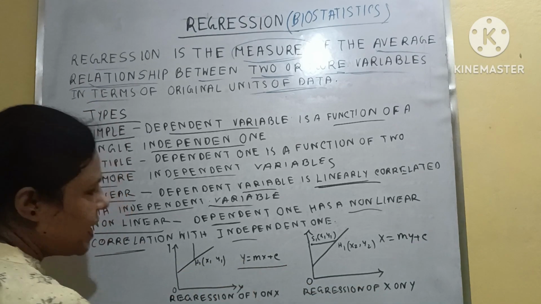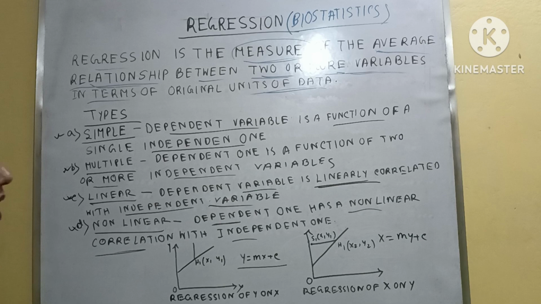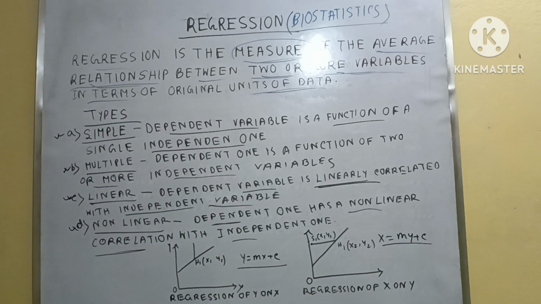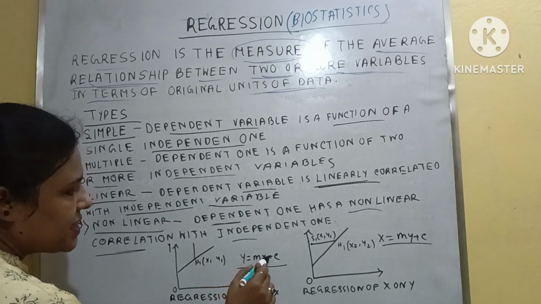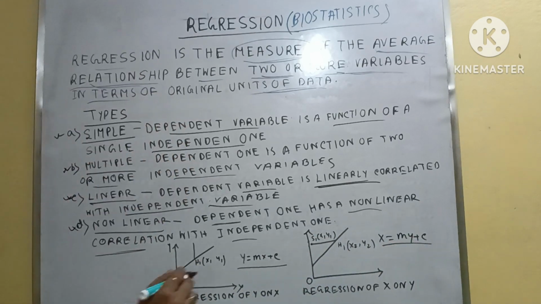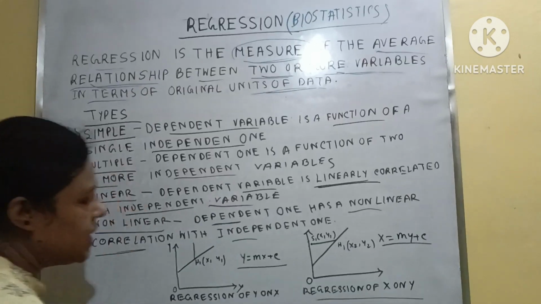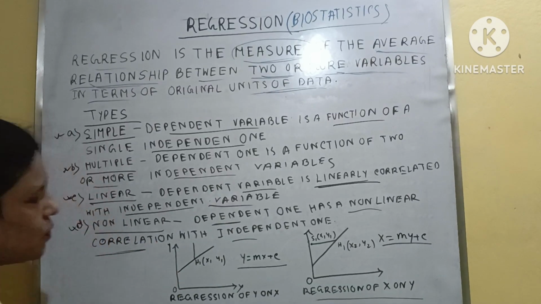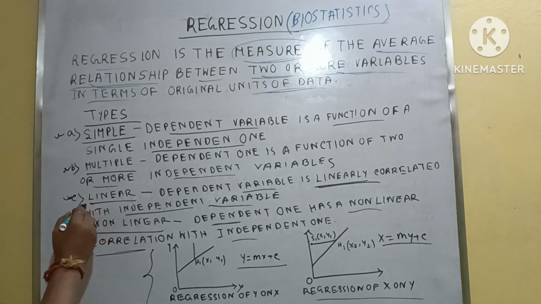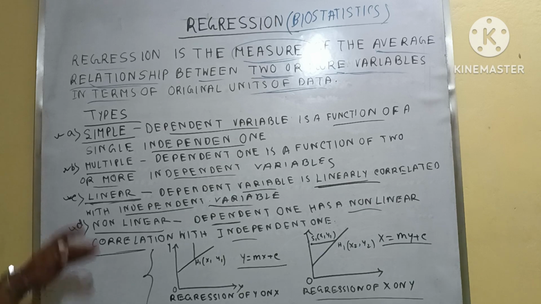The equation is y equals mx plus c here, and here x equals my plus c. In case of the first one, y equals mx plus c. In case of the second one, x equals my plus c. This is the regression of x on y, and this is the regression of y on x. Obviously, these are the graphical representation of the linear regression. Clear? The linear regression. So these are the types.